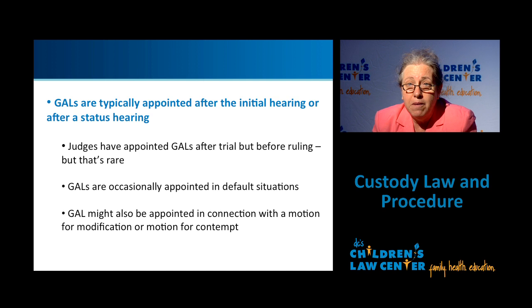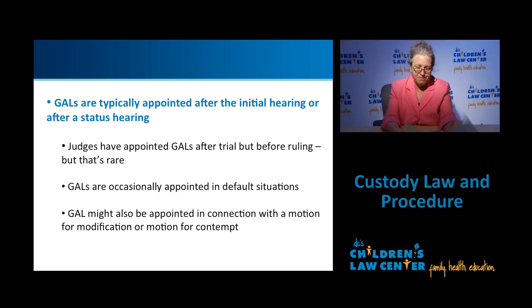In addition, I want to mention that a guardian ad litem might also be appointed in connection with a motion for modification of a custody order or a motion for contempt, in which one party is accusing the other of violating a custody order. We're going to talk about those situations in a second, but you might be appointed in that context rather than in the context of a case in which custody is being litigated and determined for the very first time. So that's sort of the basic process of the case. Initial hearings, status hearings, possibly a pretrial.